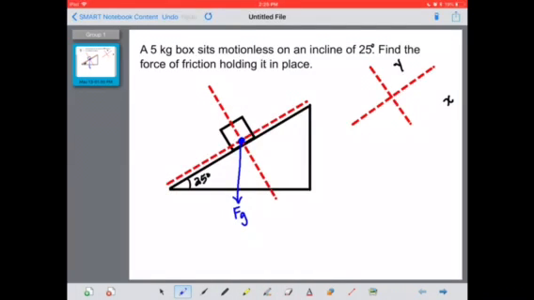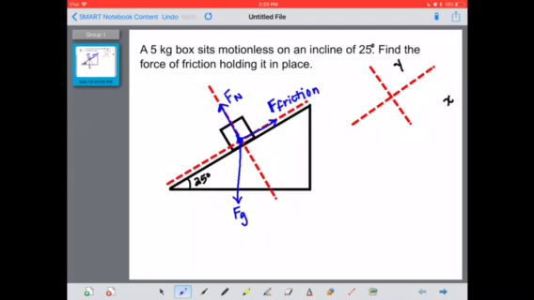My normal force is always going to be perpendicular to my surface. So my normal force should be pointing in the same direction as my vertical axis. Lastly is the force of friction. The force of friction is going to be opposing any desired motion of the object. So this box, if it were released and had no friction, would slide down the incline. Therefore, friction is going to point up the incline because friction is trying to oppose that motion.